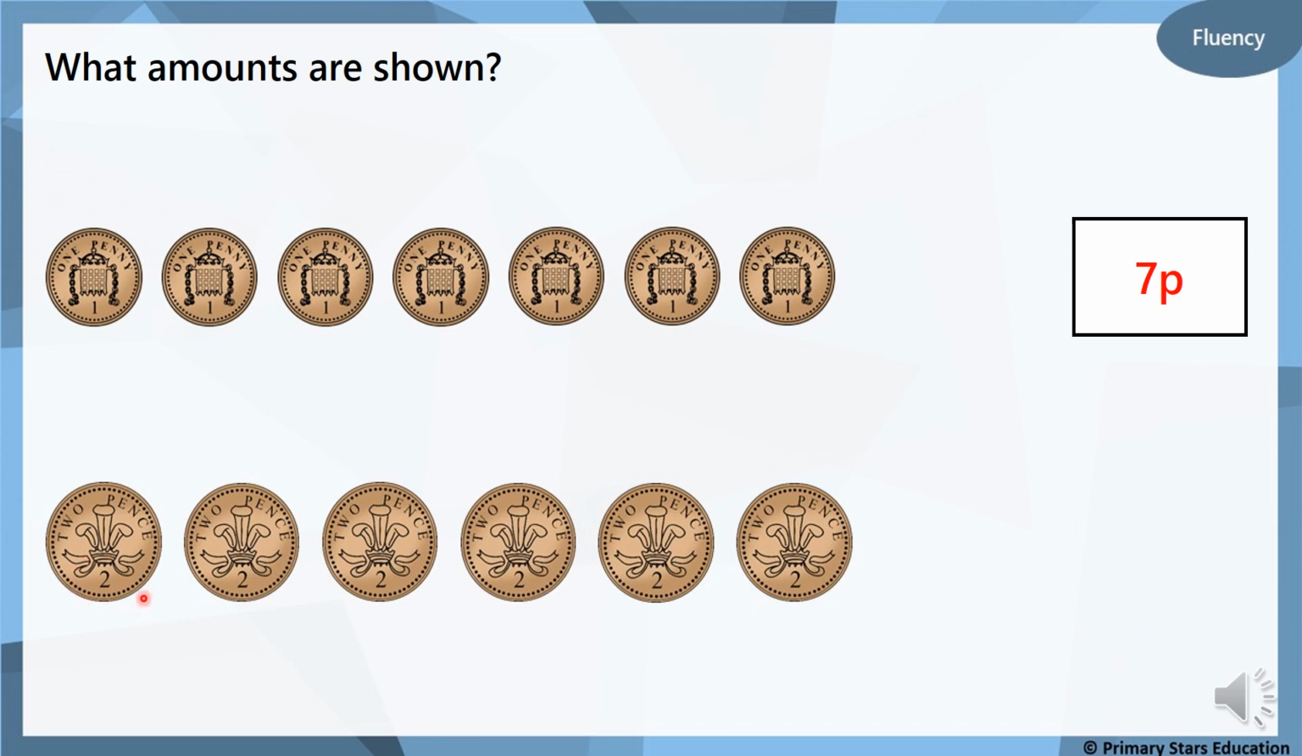And if you have a look at this coin here, you can see there are 2's written on all of them. So I want you to count in jumps of 2 for me. I want you to do that on your own without me helping you. Here we have the total of 12 pence.